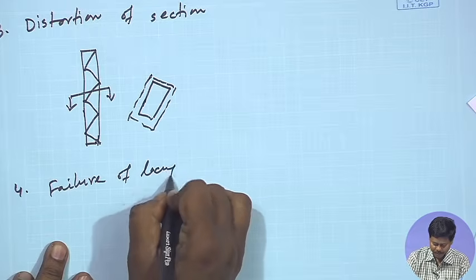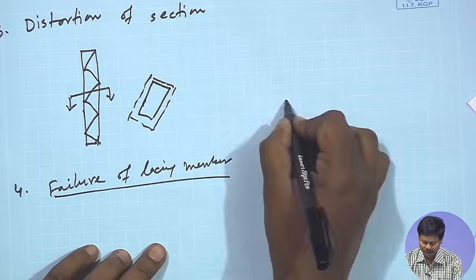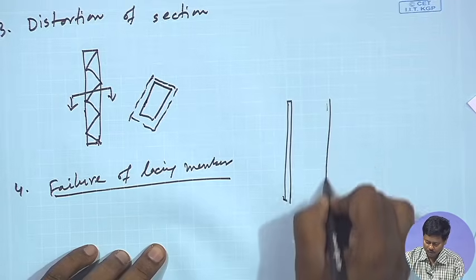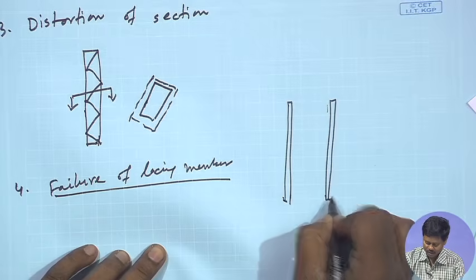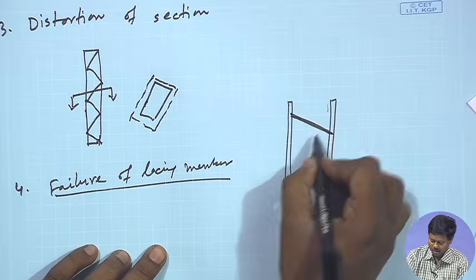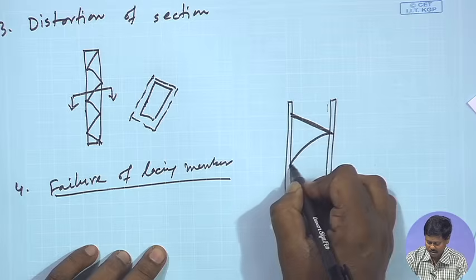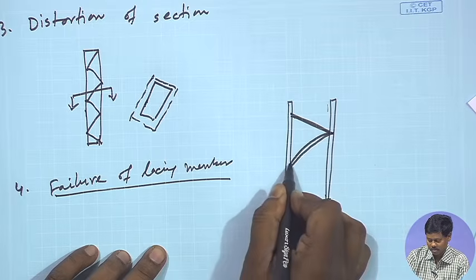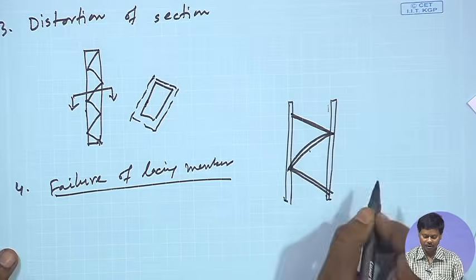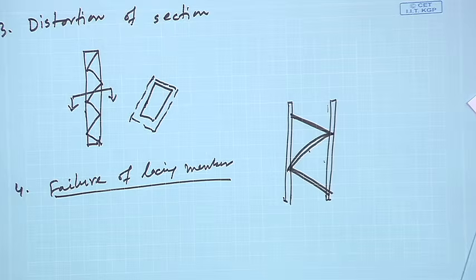Means the lacing member, whatever we are providing, that also has to be taken care of. Say for example, if we provide 2 built up sections with the lacing, and its width is less compared to its length, then it may buckle like this. Say a member may buckle like this, right. So, this is called failure of lacing member. So, 4 types of failure may come into picture.